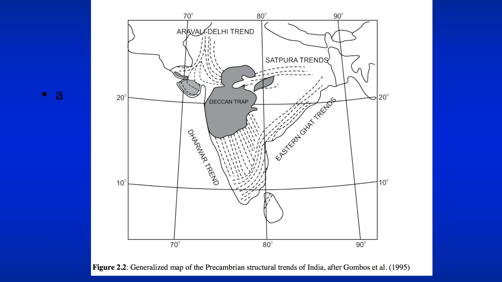So, there is again a sort of postulation that the Indian subcontinent, what we see, is the amalgamation of many microplates, but let us not get into that debate. Many geologists believe that there are microplates in between, because of the different trends we see in the orientation of the geological structures. So, one is your Dharwarian trend, then you have the Aravalli-Delhi trend, Satpura trend and the Eastern Ghat trends.